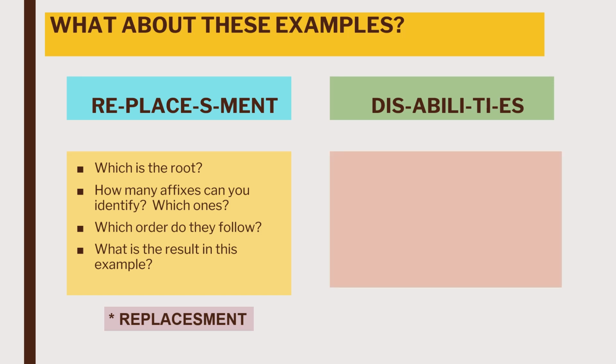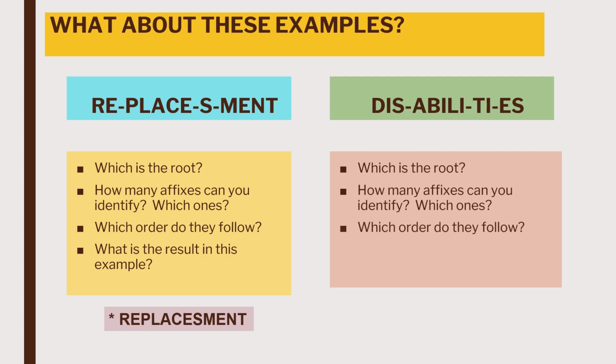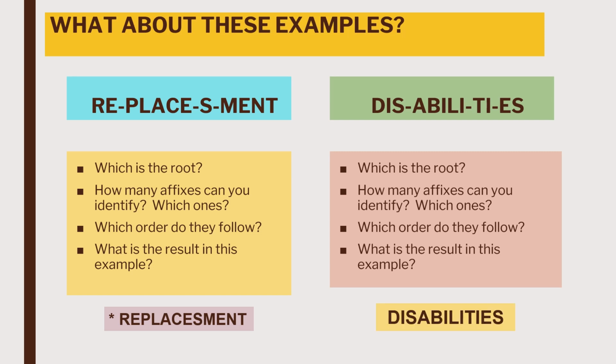On the contrary, in the word disabilities, we have different affixes attached to the root, and we have the prefix dis and two different types of suffixes, the derivational suffix ty and the inflectional suffix es. In this case, the order that they follow is possible because in this context, the derivational suffix ty is attached before the inflectional suffix es. So the resulting word is a possible word in the language.